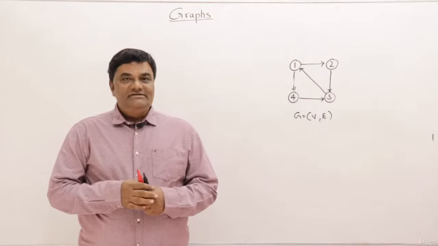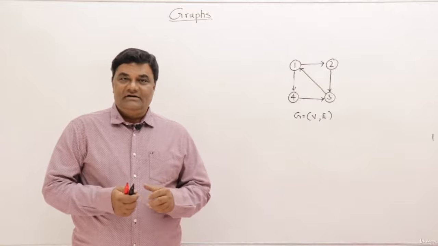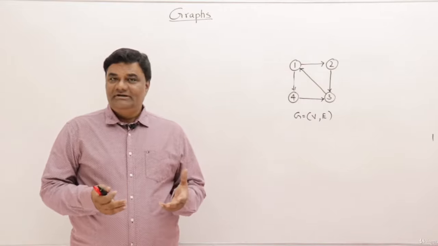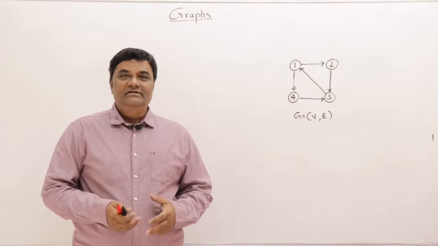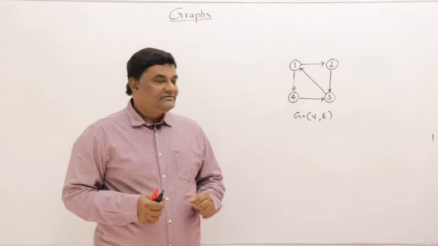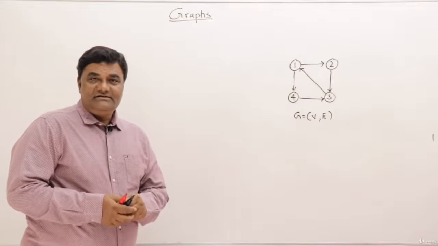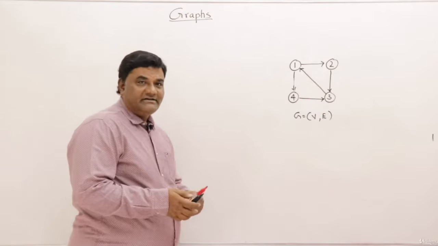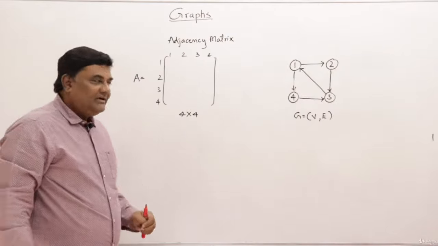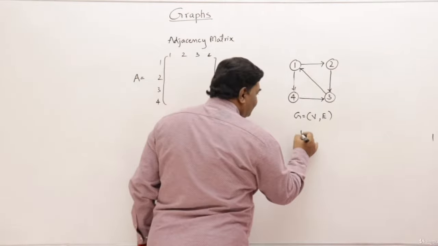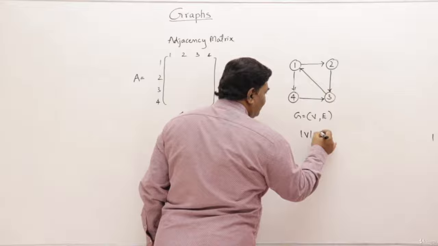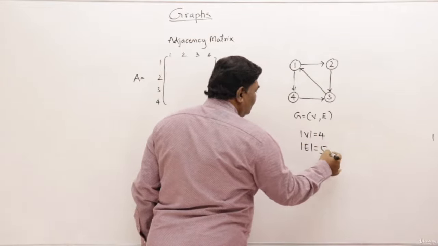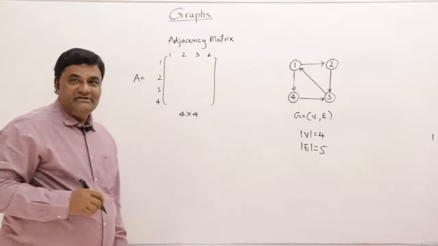Let us look at the representation of a directed graph. Already we have seen it for a non-directed graph. We follow the same method, that is adjacency matrix and adjacency list. So here I have a directed graph. Let us see how to represent that using an adjacency matrix. I have taken a matrix of size 4 by 4 because here the number of vertices is 4 and the number of edges is 5.